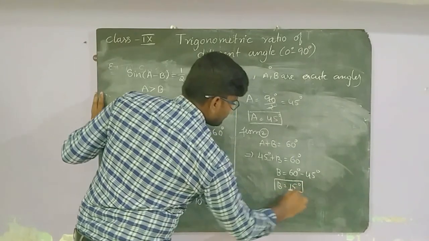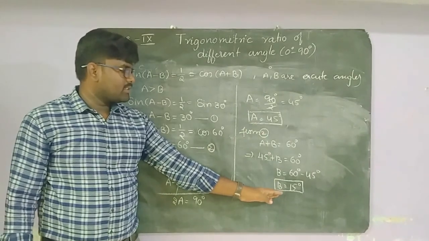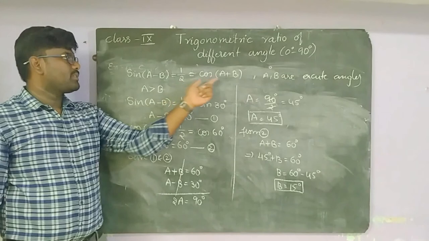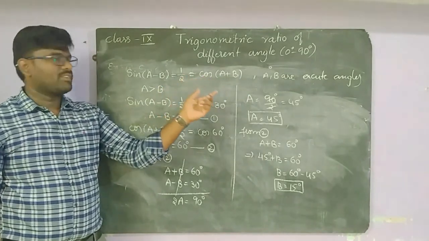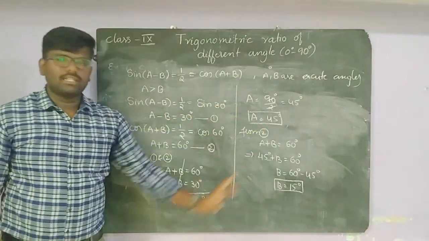We got the A and B values: A is 45 degrees and B is 15 degrees. Given that sin A minus B is equal to 1 by 2 and cos A plus B is equal to 1 by 2, we wanted to find the A and B values, which are acute angles. We are getting it. Thank you.